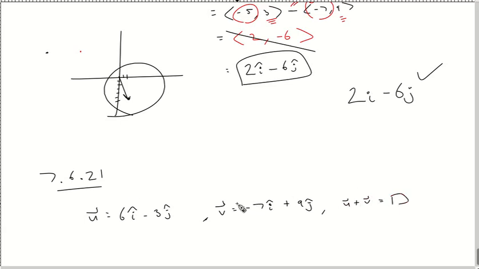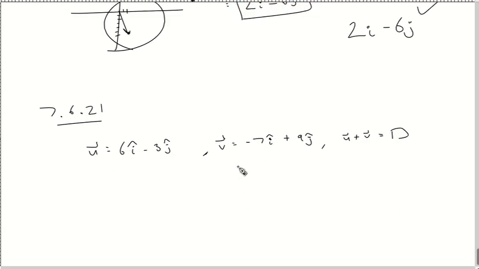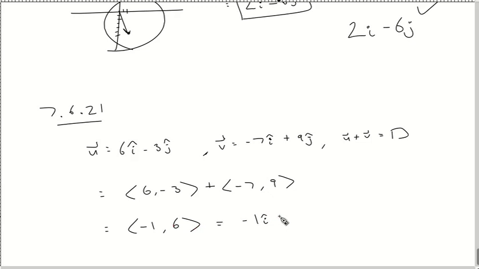Okay, well, it's just as you imagined. I have two vectors. I'm supposed to add them. So I've got 6, negative 3, plus sign, negative 7, 9. And then I'm going to just add them together. So 6 plus a negative 7 is a negative 1. Negative 3 and the 9 makes a positive 6. Yay! So they, of course, want it in component form for right now.